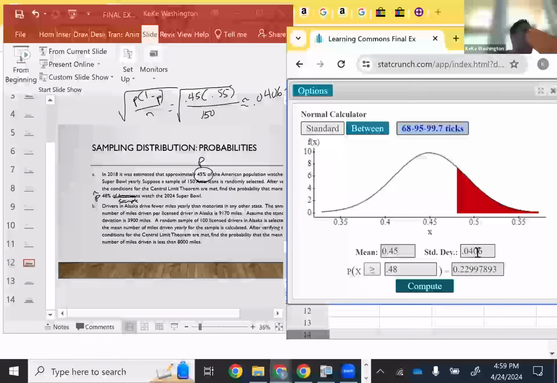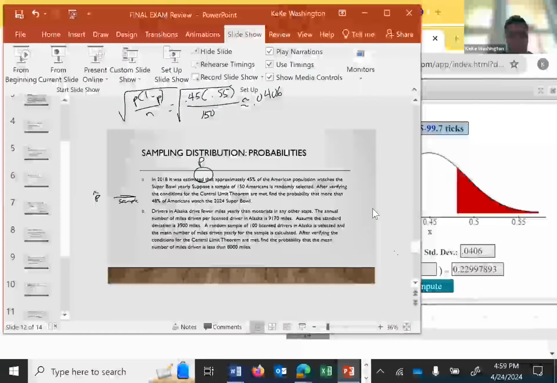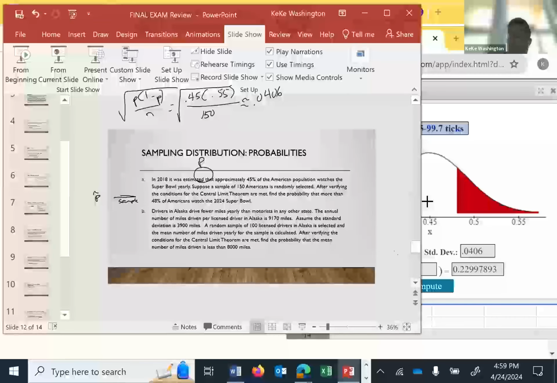All right. So our next problem says, well, what happened with people in Alaska? Drivers in Alaska drive fewer miles yearly than motorists in any other state. The annual number of miles driven per licensed driver in Alaska is 9,170.